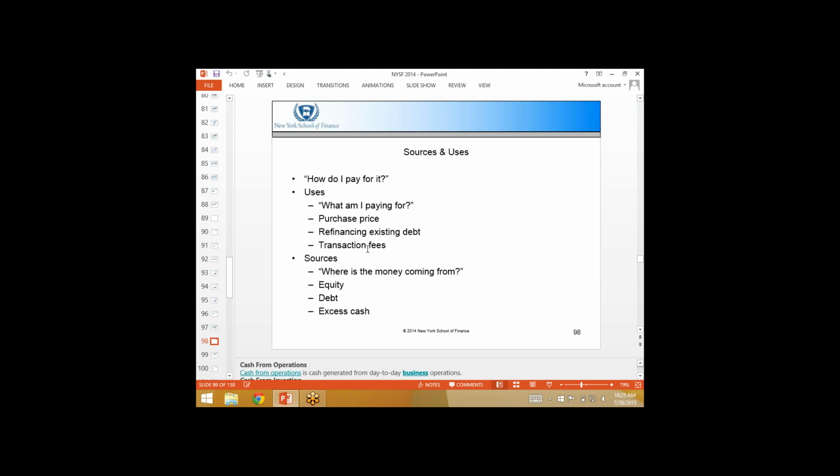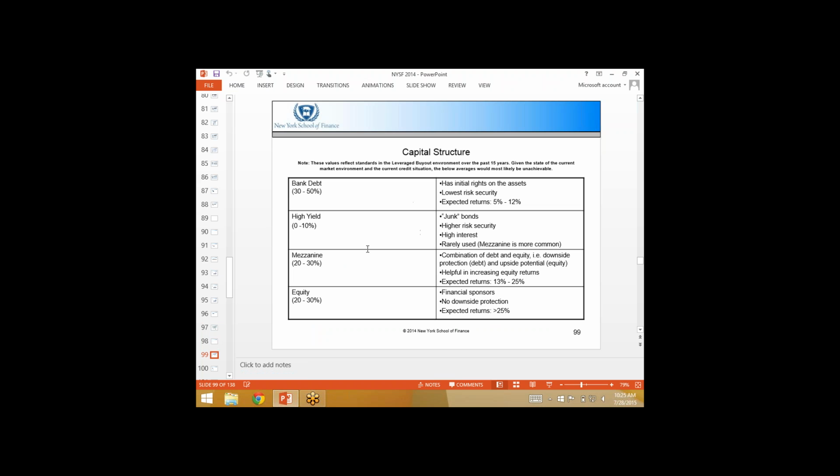Sources, where's the money coming from? A combination of debt, equity, and cash. And in an LBO, we have access to a lot more types of debts that we will model in the case study. So in general, a real quick spectrum from lowest secure risk to highest risk. You always start by looking at bank debt, which is usually 30 to 50% of the overall sources. Another rule of thumb is 2.5 to 3.5 times EBITDA is usually raised in total debt. I haven't seen 6 times. That seems like a lot in total debt.